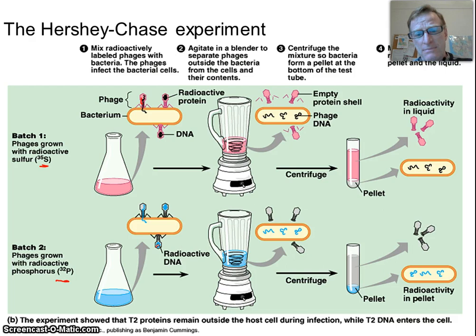And then after a period of time, they agitated them with a blender, then they centrifuged them in a centrifuge machine, and that basically separated out the cells from the liquid. And what they found was, with the isotope of sulfur, the radioactivity was in the liquid and not in the bacteria. Okay? Whereas when they analyzed the phosphorus, they found that the radioactive phosphorus was in the bacterial cells and not in the liquid. So they realized that what had happened is that the DNA had got injected into the cells, and that was the genetic material, and not proteins.